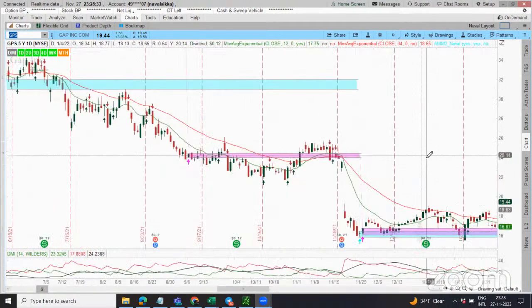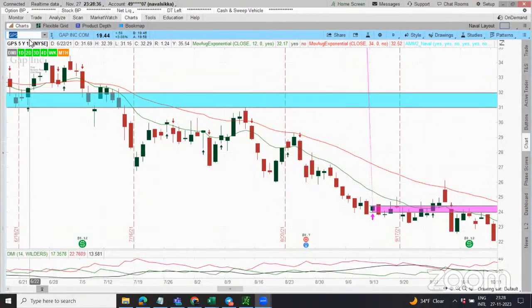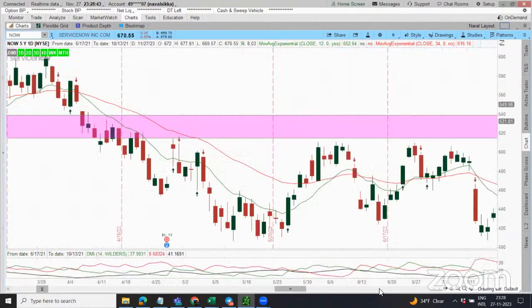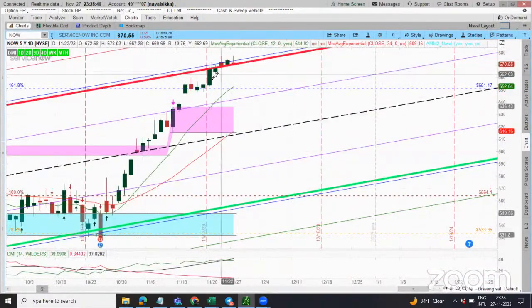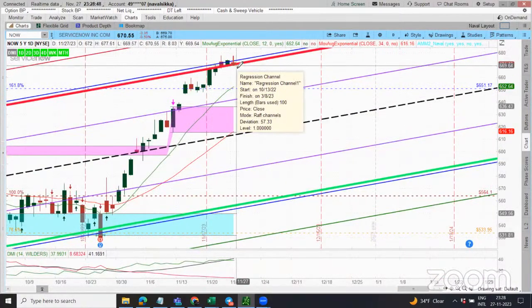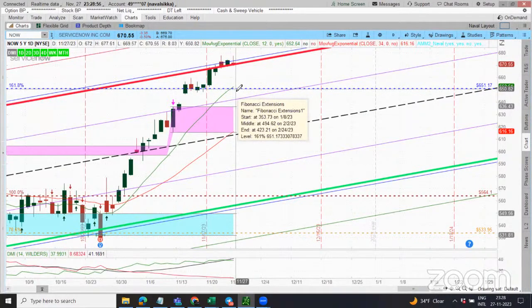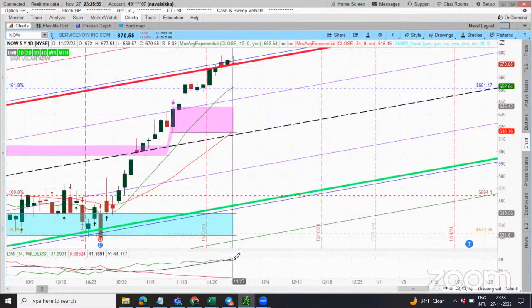Okay. And secondly, can you please look at ServiceNow? ServiceNow has earnings. No, earnings are over. It has been going up like there's no tomorrow. It's similar to Microsoft. If we see some market pullback, it may come down to 650. Right now, it's literally overstretched. DMI is like 38 to 41, which is extreme. So I would not short it here, but I would not go long at all.